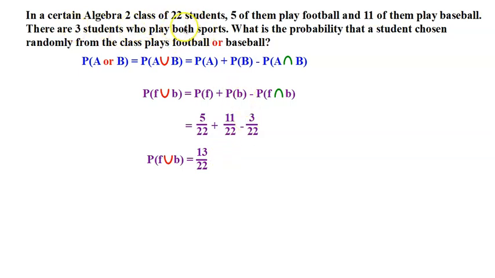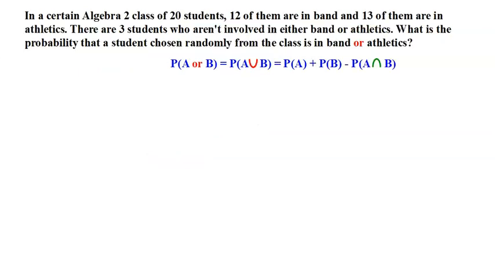Well, this one was simple because it told me what the overlap was, right? So let's do one where it doesn't tell me what the overlap is. So here, 20 students, 12 of them are in band, 13 of them are in athletics, and there are 3 students who aren't involved in either band or athletics, all right? So we have the probability of A or B. Now notice though, it told me how many aren't involved in either. Now I don't want how many aren't involved in either. I want how many are involved in both. I need to know what the overlap is, right?